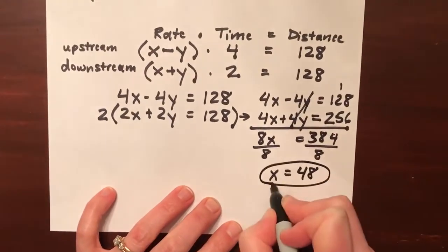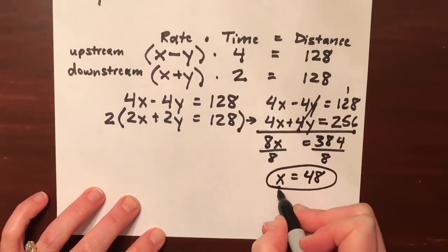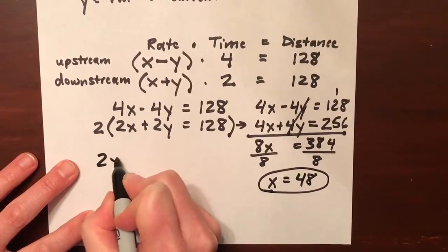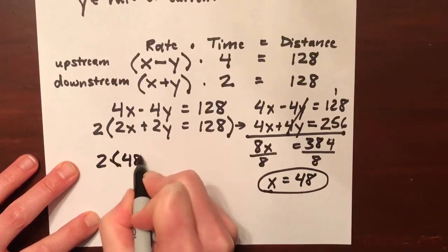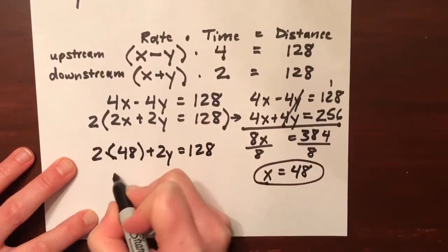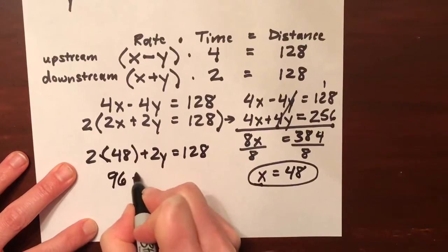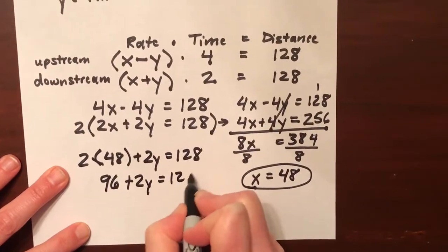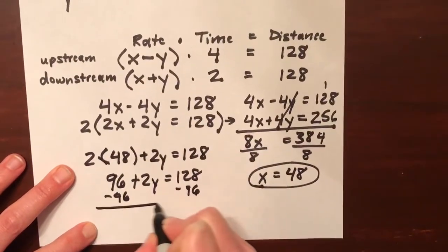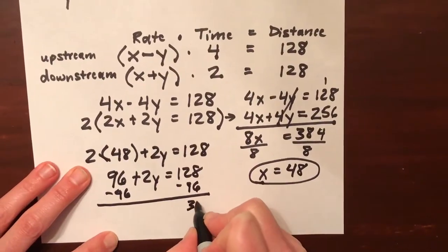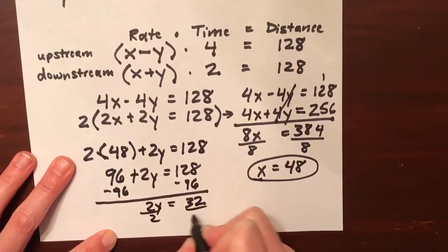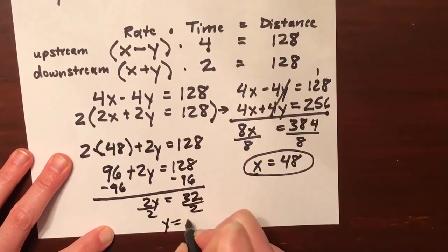Now I put this x back into either one of my two equations. Let's put it into the 2x plus 2y equation. 2 times x, so 2 times 48, plus 2y equals 128. So 2 times 48 is 96, plus 2y equals 128. If I subtract 96 from both sides, I have 32. And so 2y equals 32, which means that y equals 16.